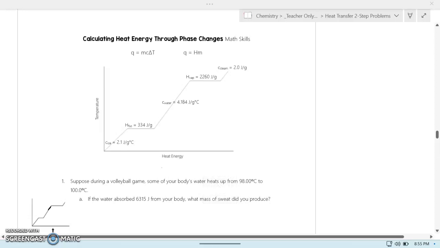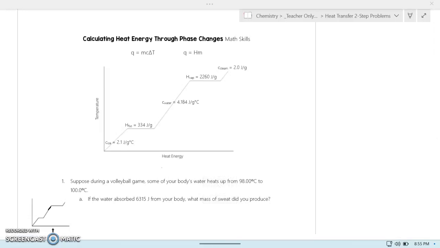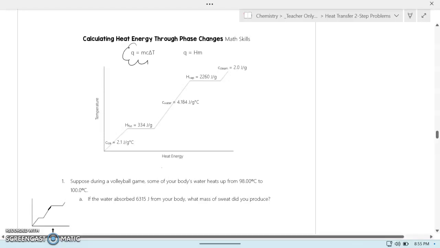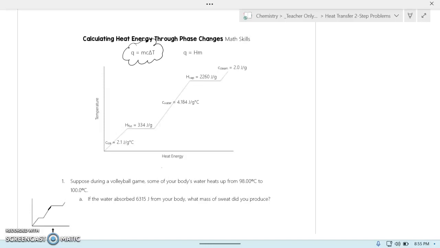Our math skills today are about putting together the energies for each section of the heating curve. When the temperature changes while it's a solid, a liquid, or a gas and hasn't changed phase, it's just heating, so that would use Q equals mcΔT. When a phase change is actually occurring and no temperature change is seen, we use latent heat, so that would be Q equals HM.